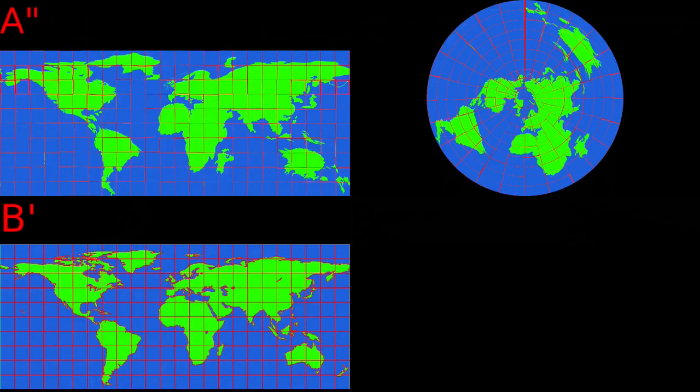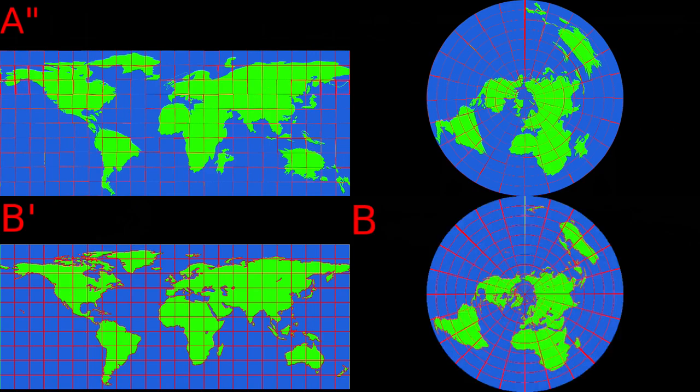Converting A double prime back to polar verifies equivalence between the original polar projection B as well.